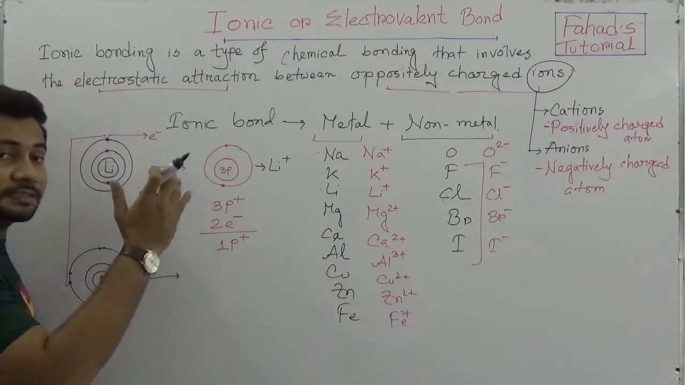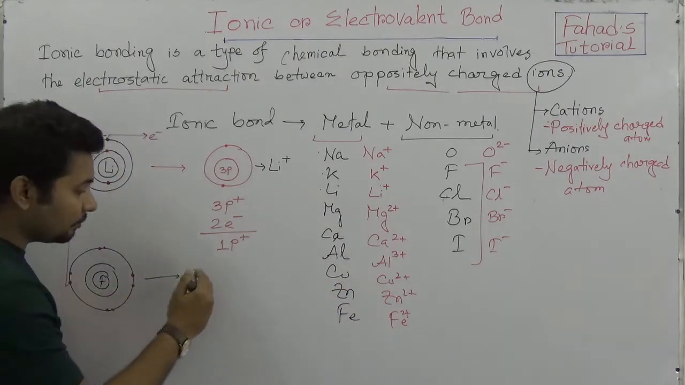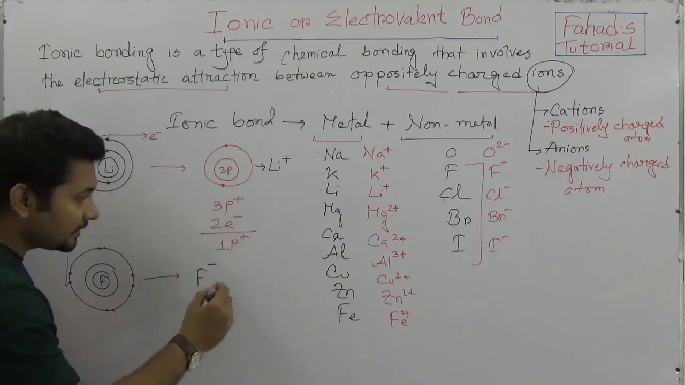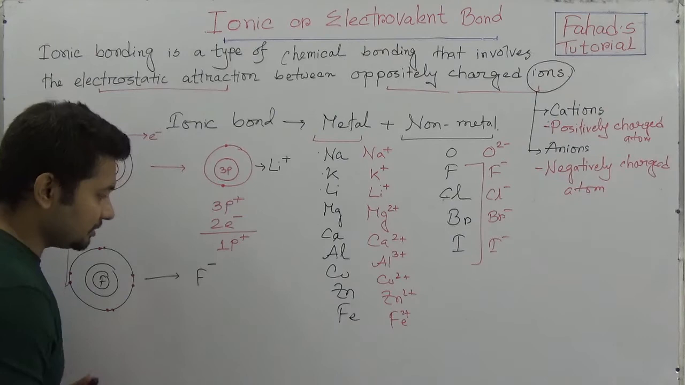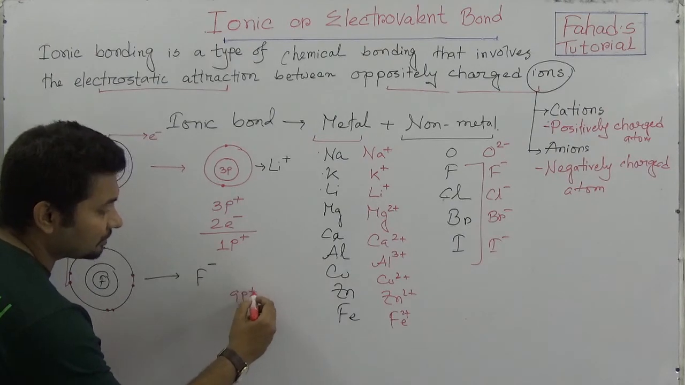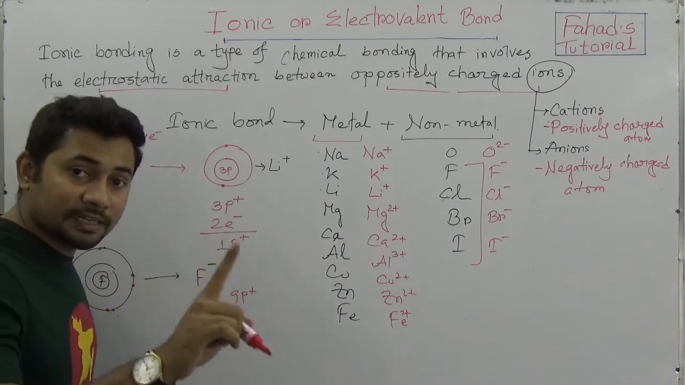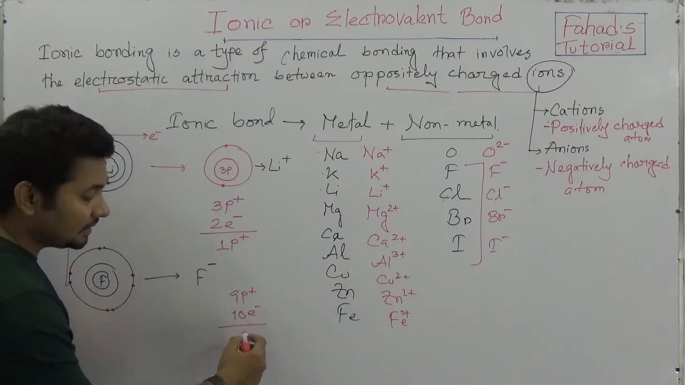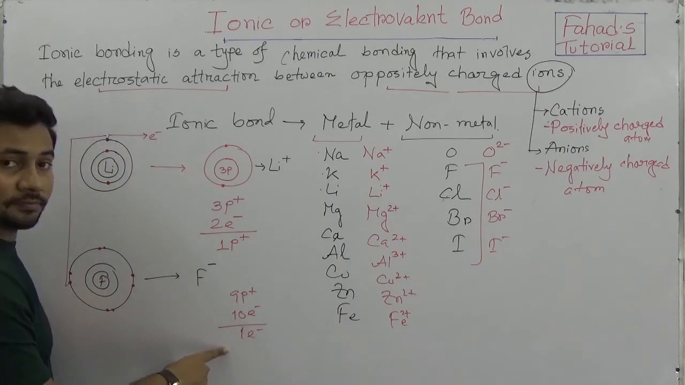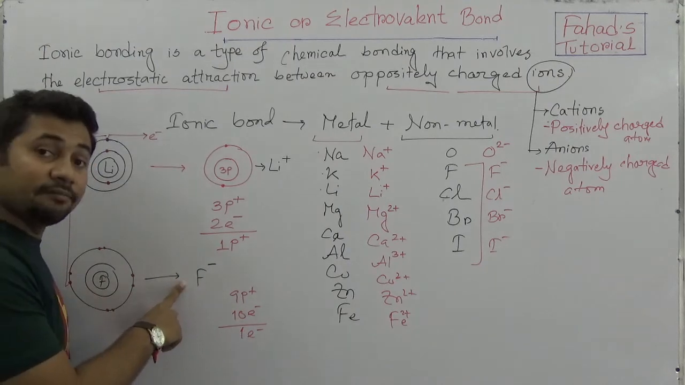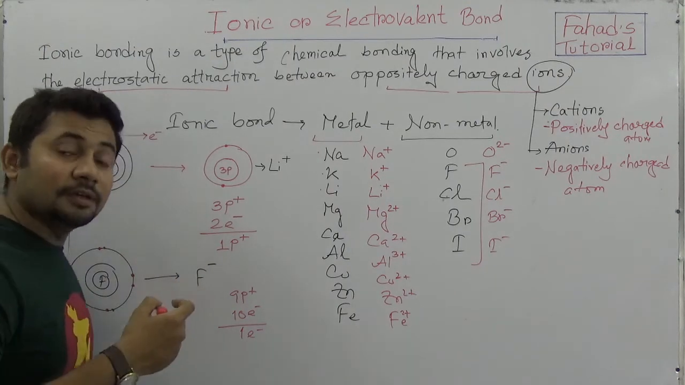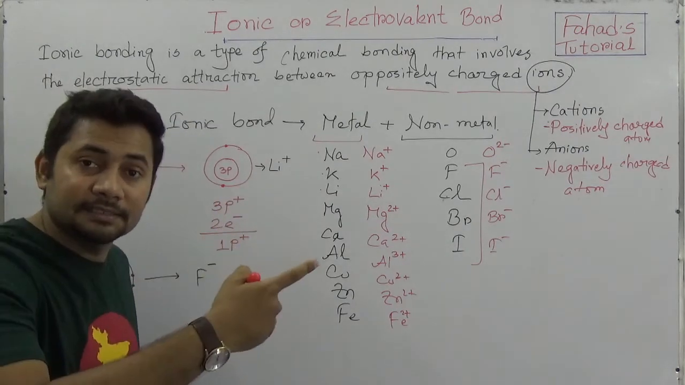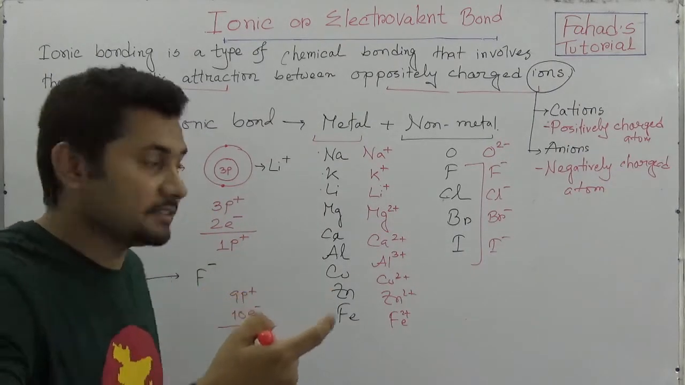As lithium has given it, fluorine will be negative, because previously it had 9 protons inside, but after accepting 1 electron, it has 10 electrons. So 1 electron extra, so it will be negative. So F becomes F negative. How? After accepting an electron. Li becomes Li plus. How? Because of donating 1 electron.